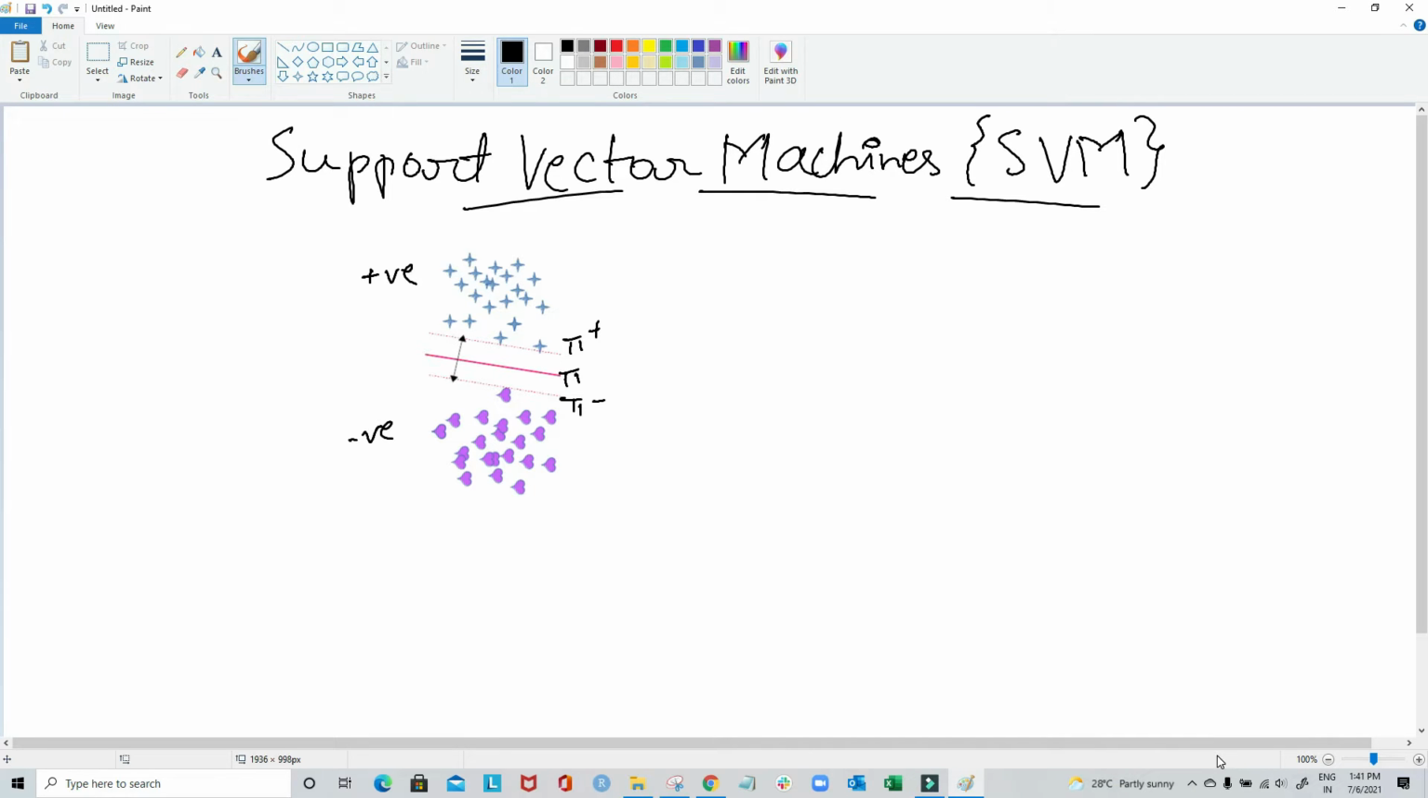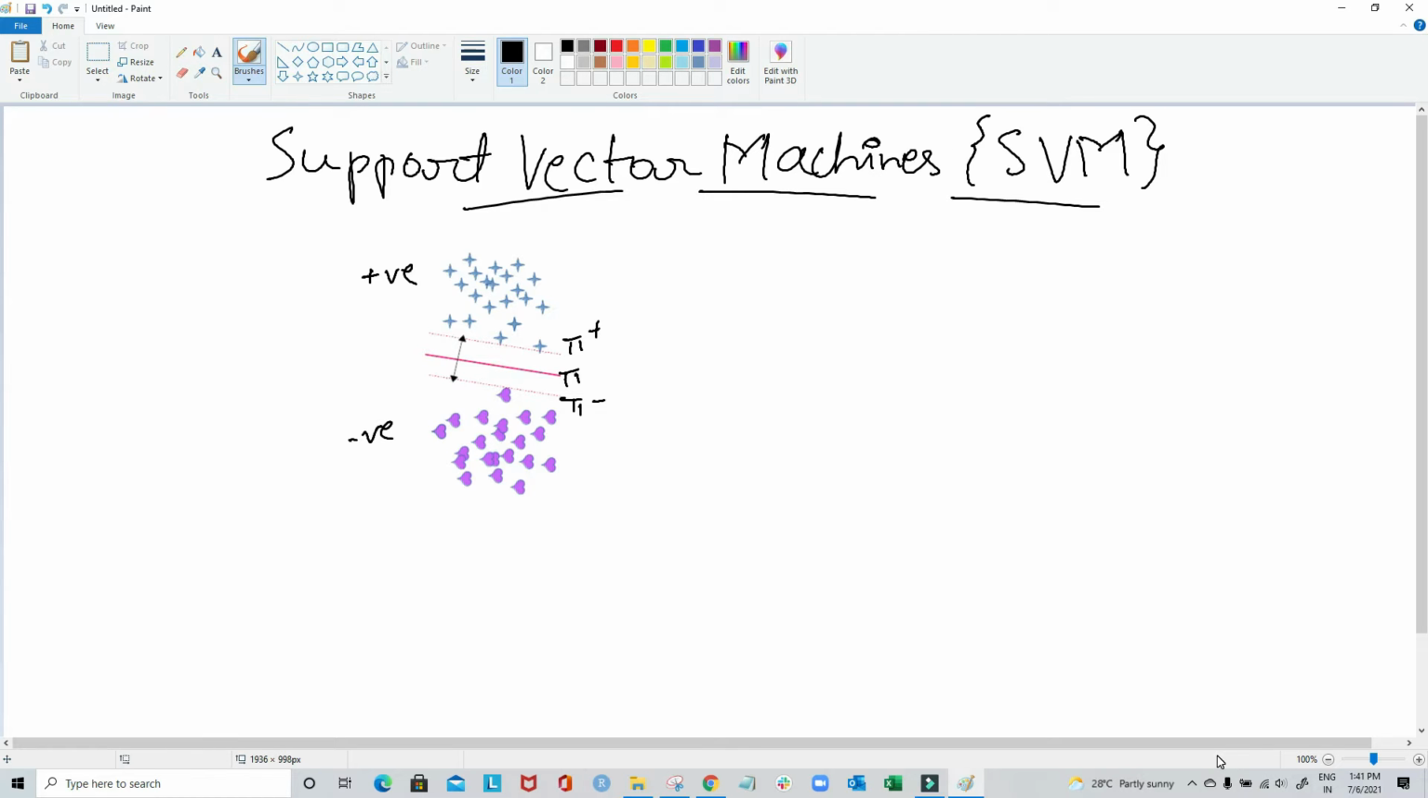Hello everyone. Today we'll look at support vector machines, its geometric intuition, as well as mathematical derivation. Support vector machines is a technique which can be used for both classification and regression depending on the problem statement.